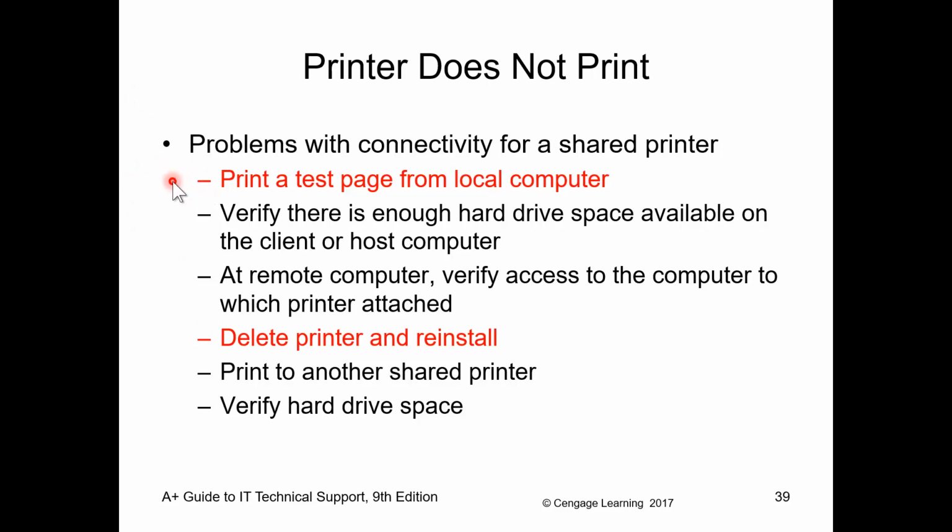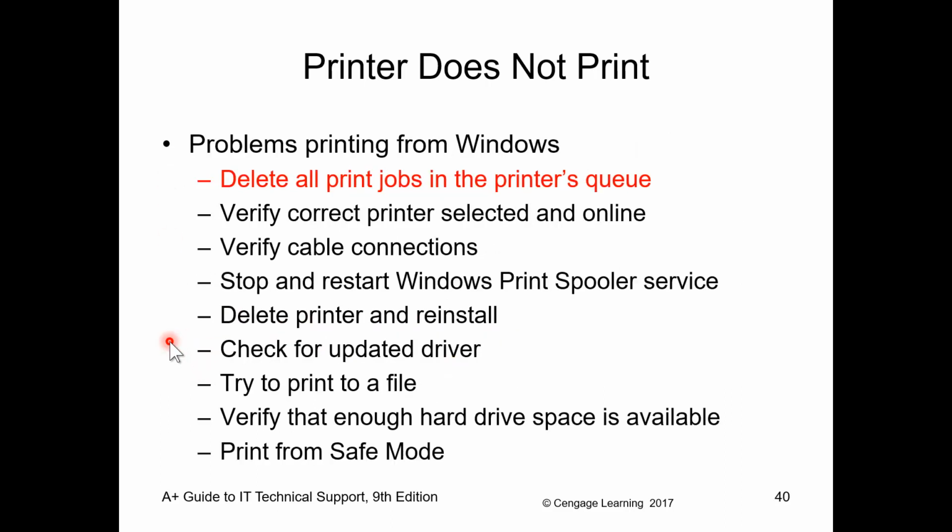Shared printers: if you can print from the local computer but other people can't, then you've got to make sure the sharing is set up right. When in doubt, you can delete the printer from your local computer and reinstall it. Sometimes you cannot print because there's a job hung up in the print queue. So you can go to the local print queue of your computer and delete all the jobs in the printer's queue, and then restart the print spooler service. And once again, you could delete the printer and reinstall it. Check for an updated driver, try to print a file, try it from safe mode.